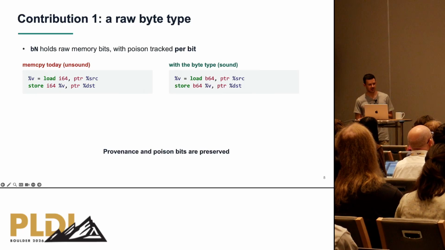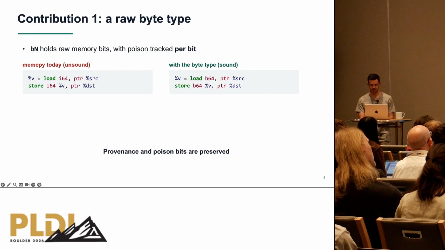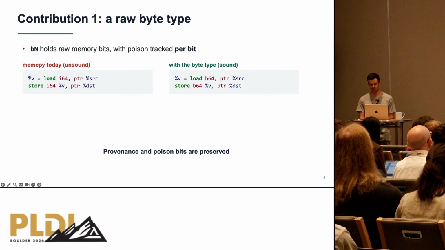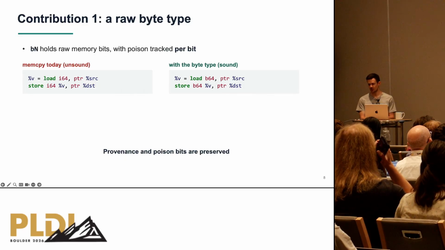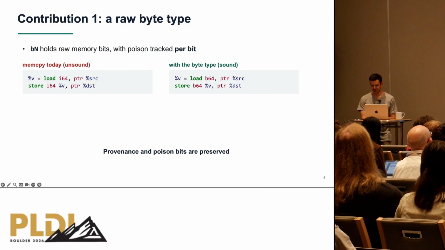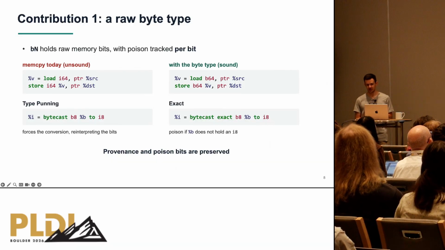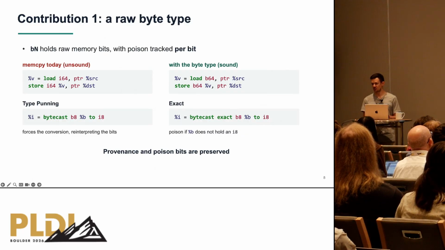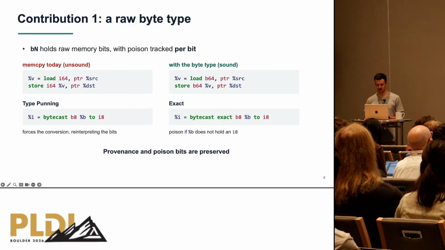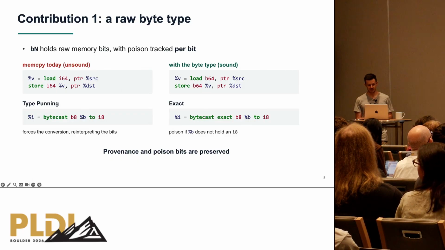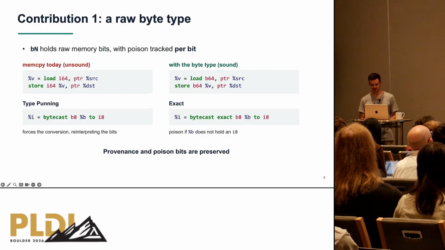So previously, memcopy intrinsics were lowered to integer load store pairs, as you can see on the left. And now with the byte type, we preserve individual poison bits and pointer provenance. We also added a new bytecast instruction, which allows us to convert byte values to other types, perhaps integers and pointers. So the bytecast instruction comes in two variants.